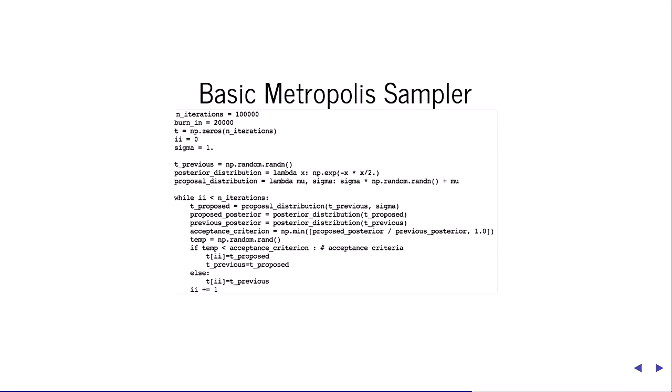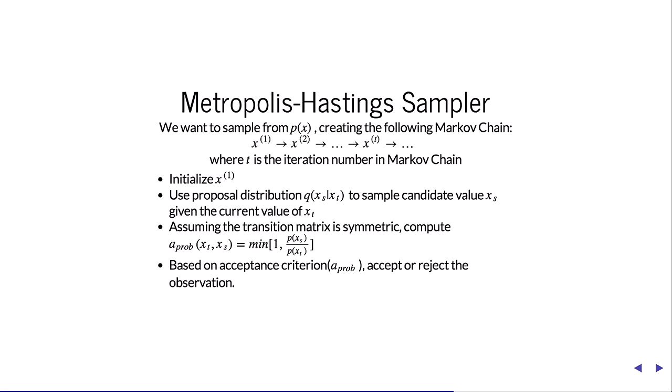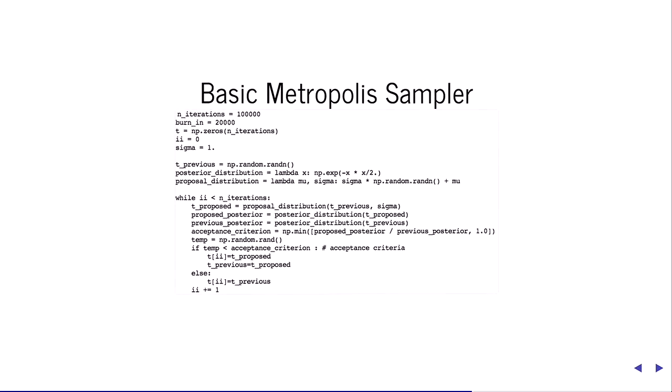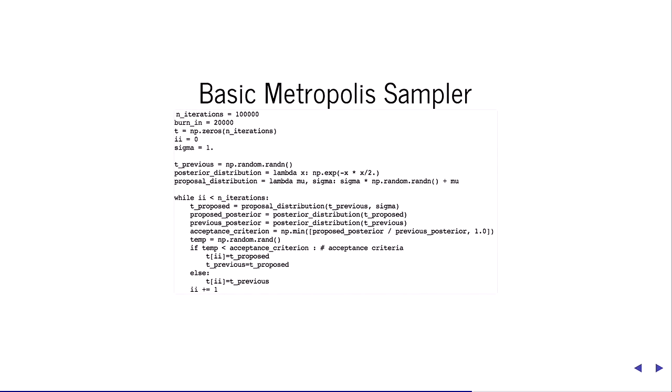And then the acceptance criterion, as I showed, just looks for the minimum of one and the ratio with the possible candidate proposal distribution value. Then we flip a coin, and if the acceptance criterion is above that, we include the observation. Otherwise, we don't, and we do this iteration until the number of iterations is reached.